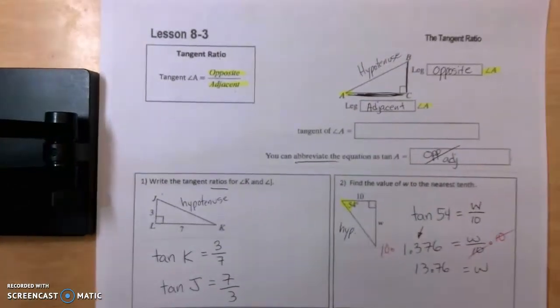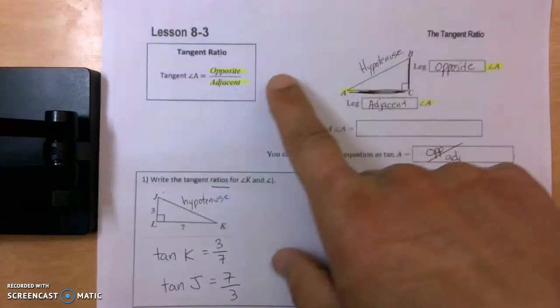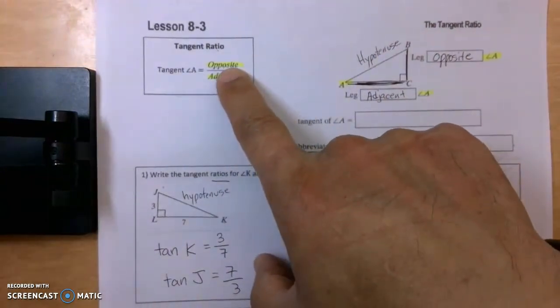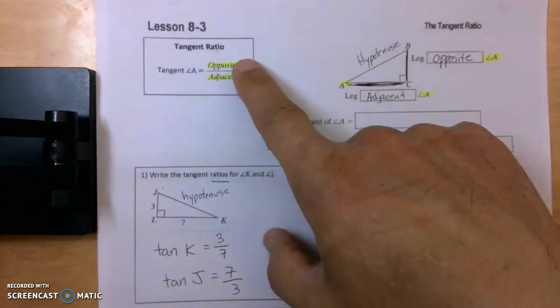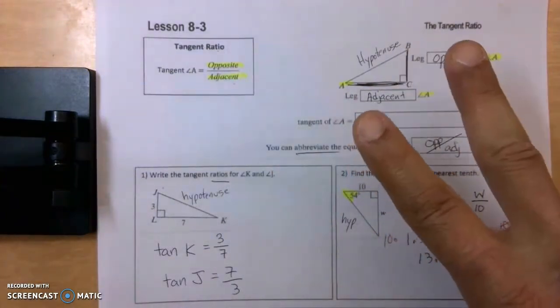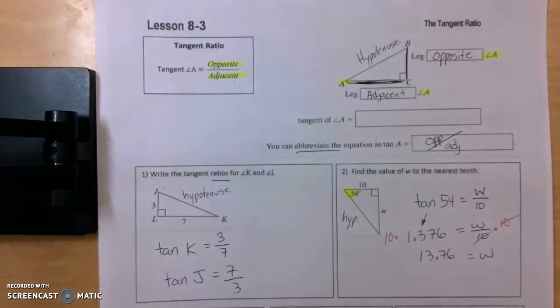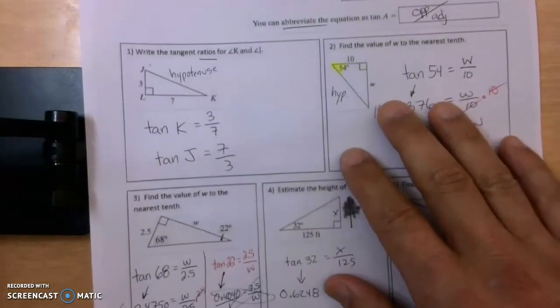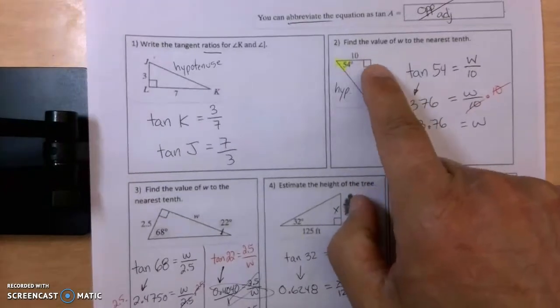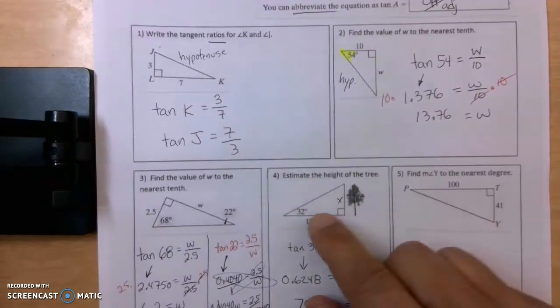All right, we are going to finish up notes for 8-3, which was tangent ratio. Again, tangent ratio is in a triangle, you're comparing the opposite side to the adjacent side. So of the three sides, you're comparing the opposite side with the adjacent side depending on the angle. Now we use the tangent button to help figure out the length of one of the side lengths, whether it's the opposite side or the adjacent side here.